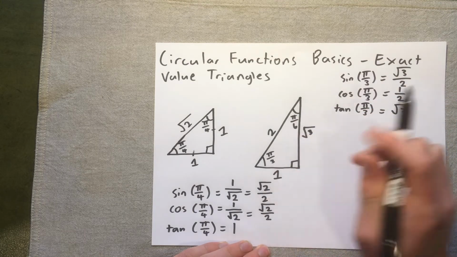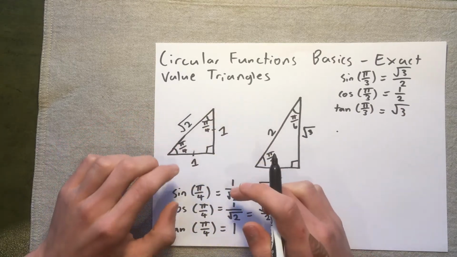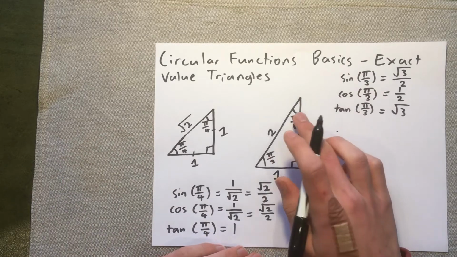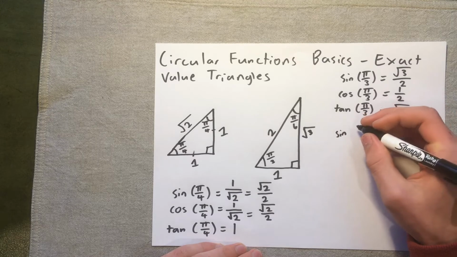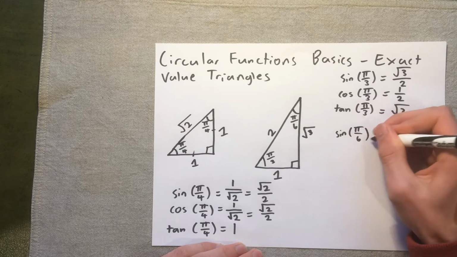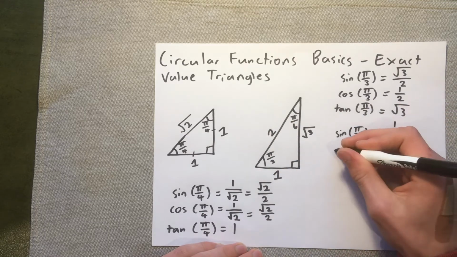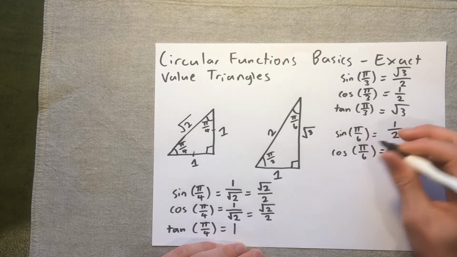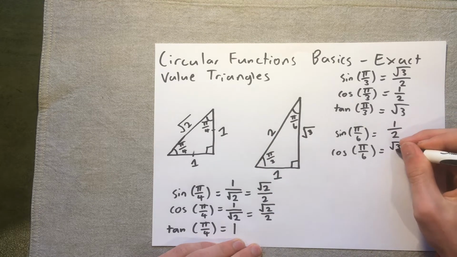Now let's do pi on 6. Because the last time these two angles were the same, so these values will be the same each side, of course. So here we've got 2 different angles, so we can get 6 total values for them. So sine pi on 6, opposite divided by hypotenuse, we're just going to get a half. Cosine pi on 6, adjacent divided by hypotenuse, we're going to get root 3 on 2.